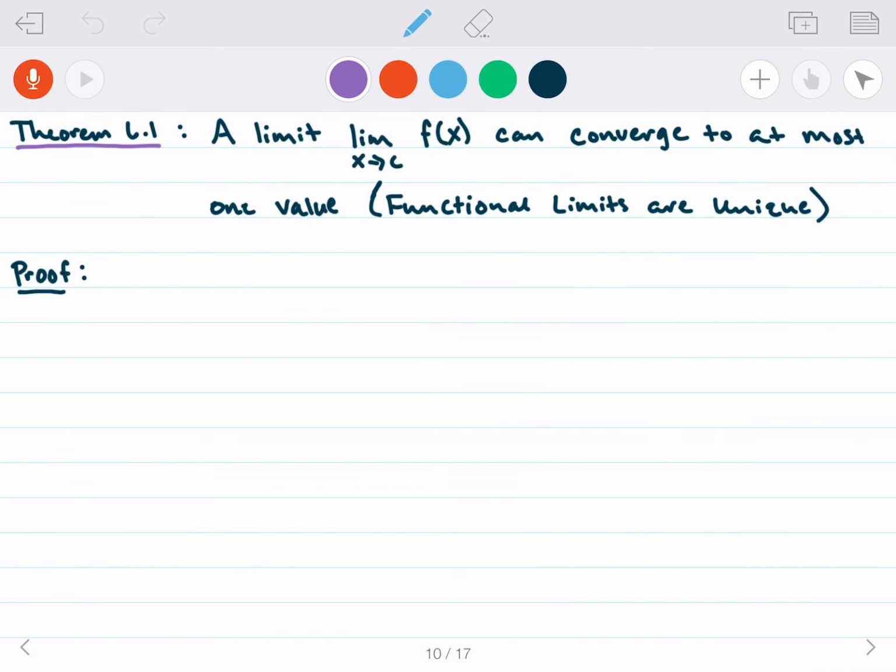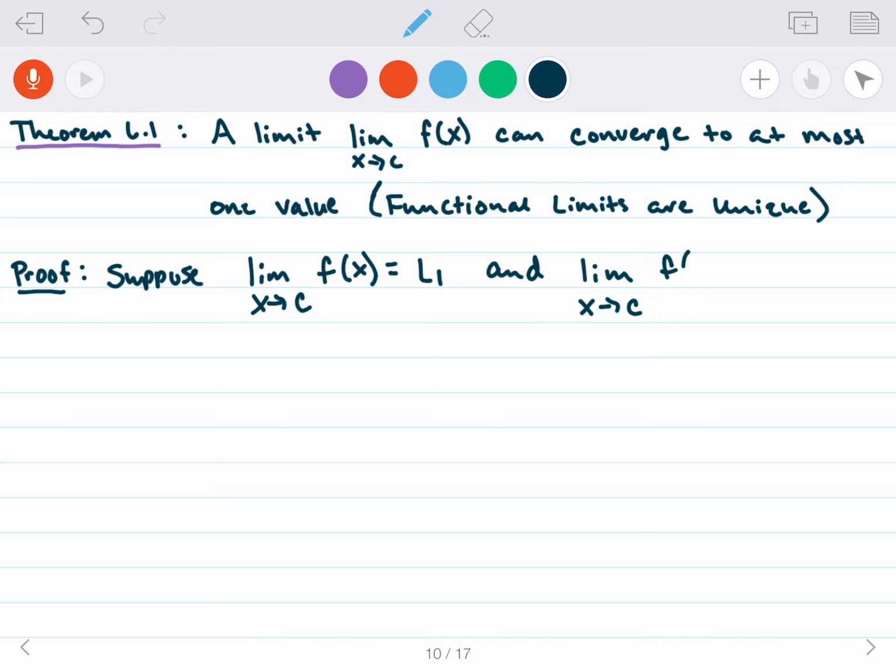Okay, so let's look at a theorem next. We've seen this before with sequences, but it's saying that the limit of a function is unique. Okay, so if a function has a limit, then it converges to at most one value. So let's do the proof. The idea here is we're going to suppose that the limit is equal to two things, and we're going to show that those two things have to be equal to each other. So we're going to suppose that the limit as x approaches c of f of x equals L1, and we're going to suppose that it's not unique. We're going to suppose that the limit is also equal to L2.